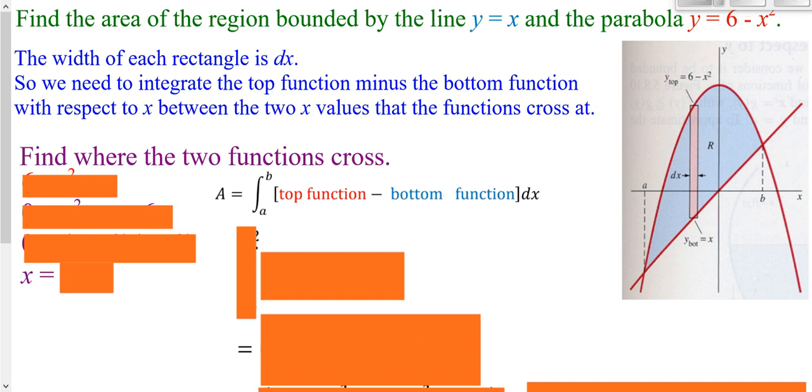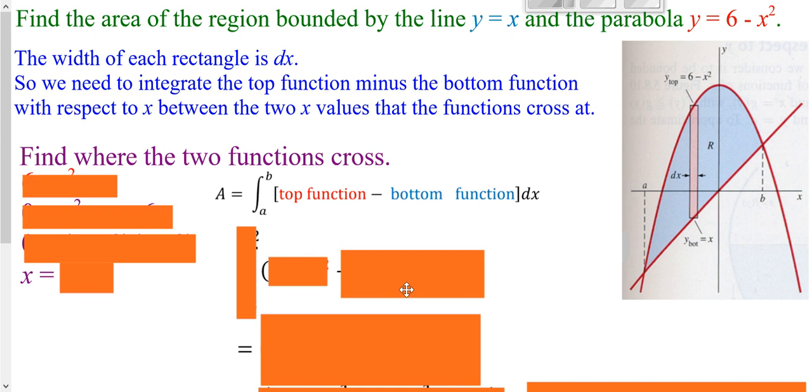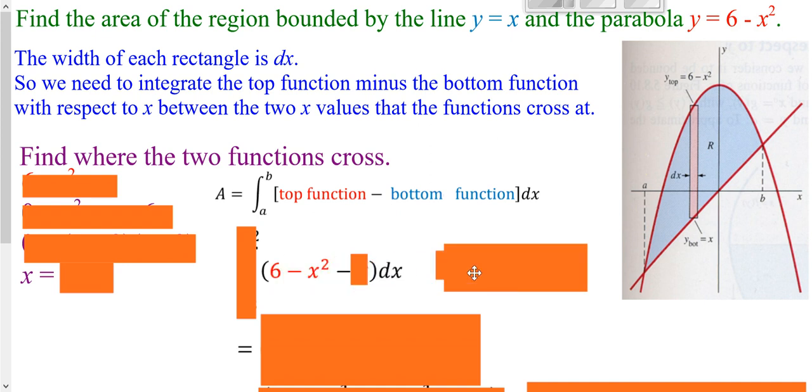So here we have another parabola, and we have another line. We can do the same thing. We can do the top function, which is our parabola, minus our bottom function, which is our diagonal line. However, we got to figure out where the parabola and the line cross each other so we know our bounds. Well, isn't that where they're equal?